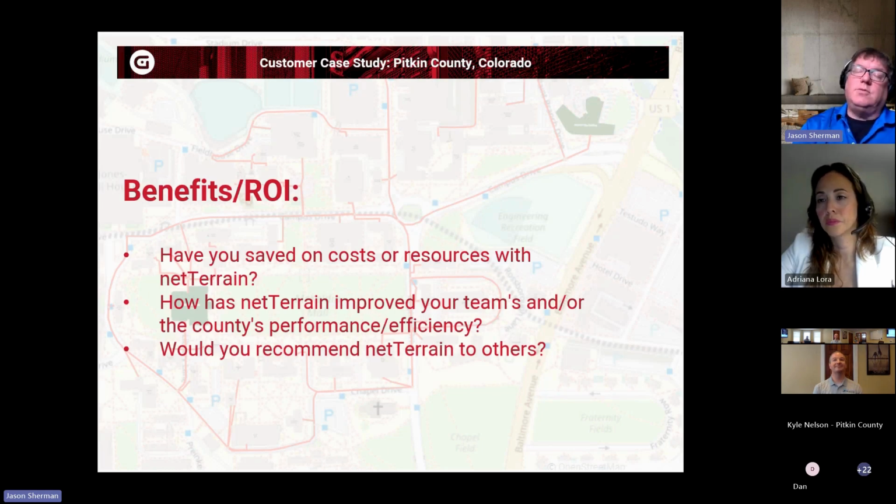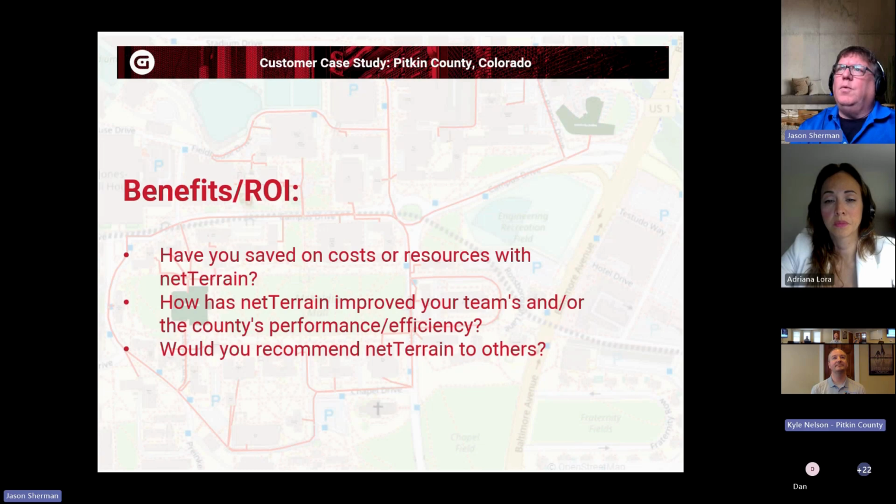So, well, thank you guys really for those screenshots. Those were awesome. I love other folks being able to see that stuff. So any kind of ROI you can speak about? I mean, it doesn't have to be specific costs, but just in terms of efficiencies, performance, and other things that you guys can think of with respect to using netTerrain that maybe you didn't have before.